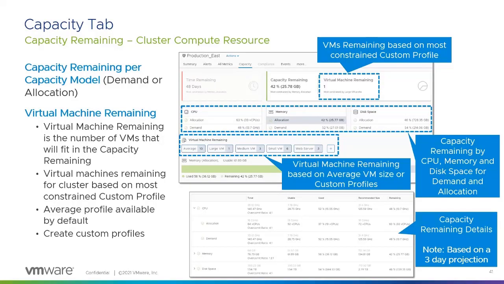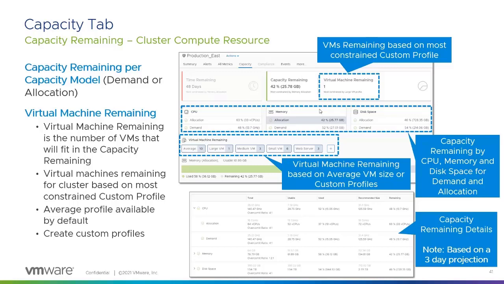So the capacity remaining, the virtual machines remaining, by default, is based on the average VM profile. So it looks at the average size and utilization of the virtual machines in the cluster. But you can go and actually define custom profiles. And then the system can figure out the VMs remaining based on any custom profiles that you define as well.